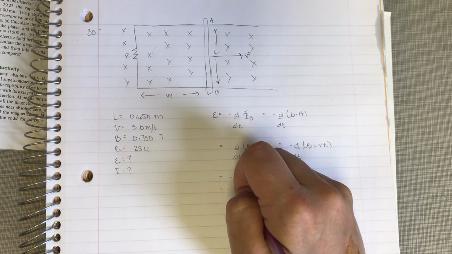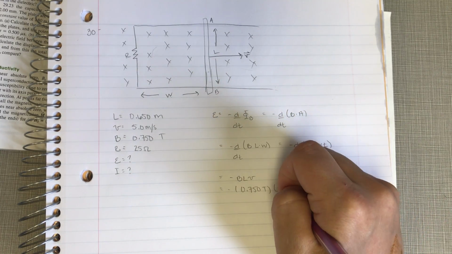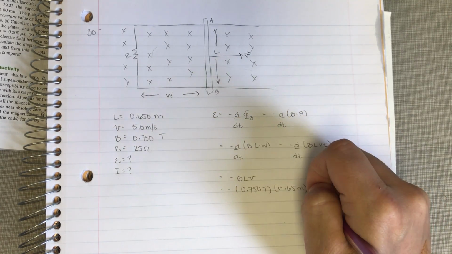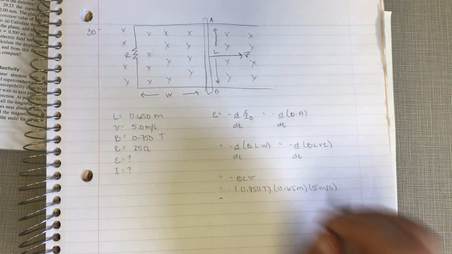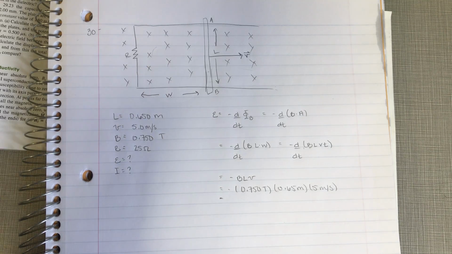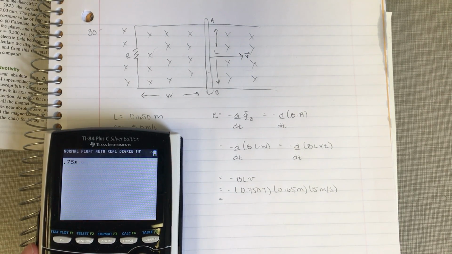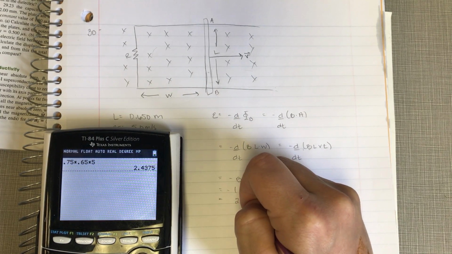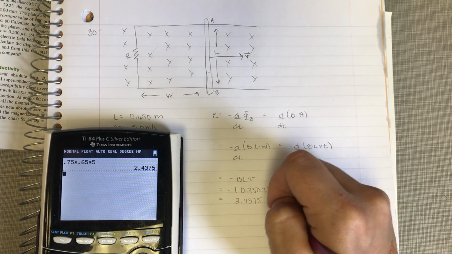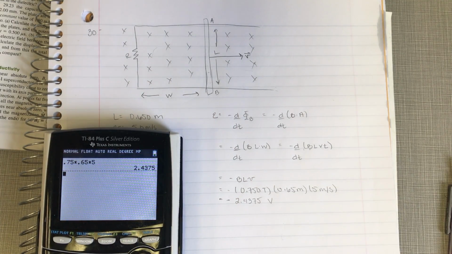So if we punch that into our calculator, 0.75 Teslas, length of our stick is 0.65 meters, and our velocity is 5 meters per second. Our induced EMF is 2.4375 volts. And the minus sign is just there to tell you the direction, so we're not really going to worry about that.